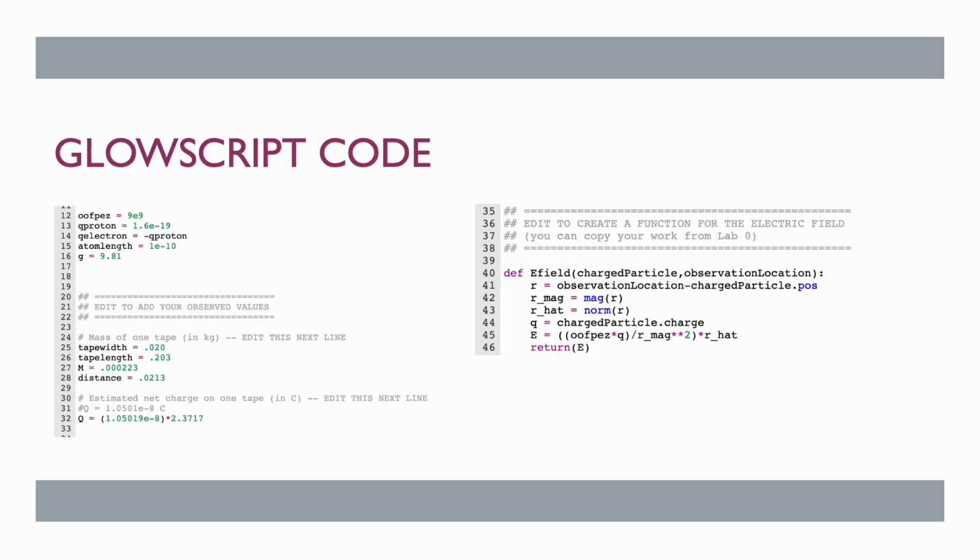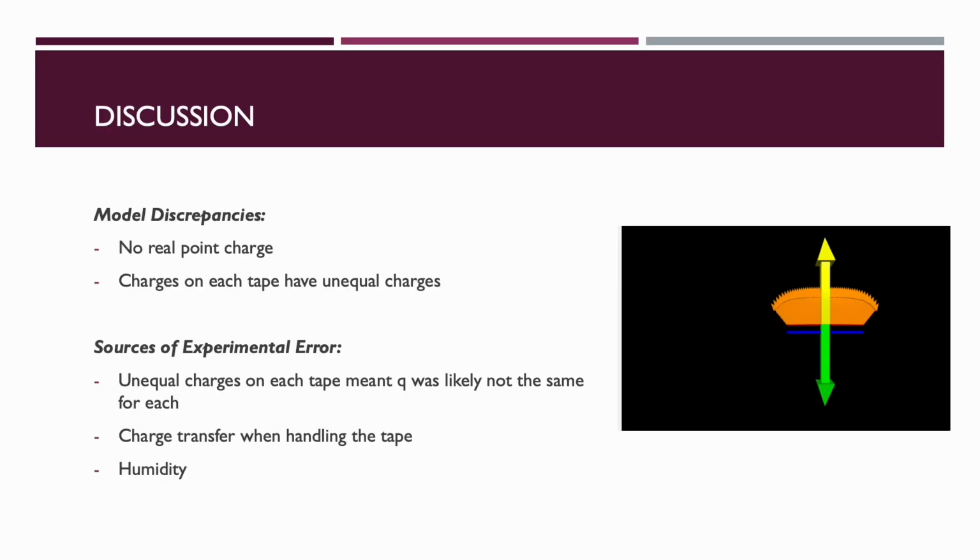This was the GlowScript code. We inputted data from Lab 1 into the code, as well as the charge that we found in the first experiment, which was 1.05018 times 10 to the negative 8 coulombs, and we use this to calculate what the line charge model of this object would be. So here on the right, we have what this system would have looked like.